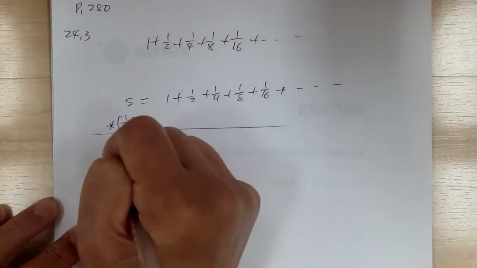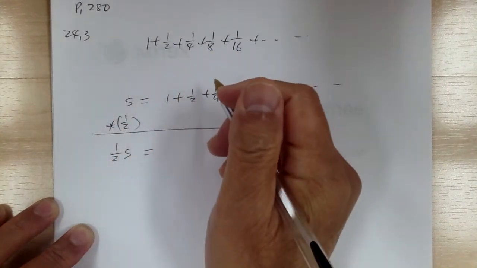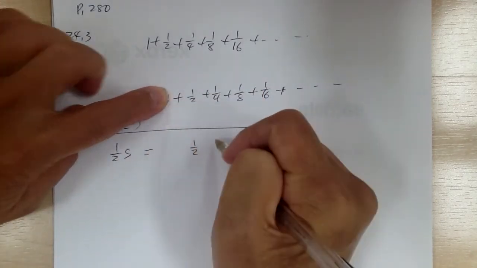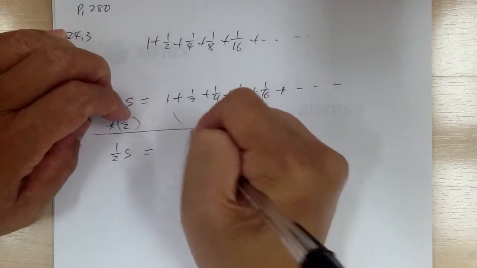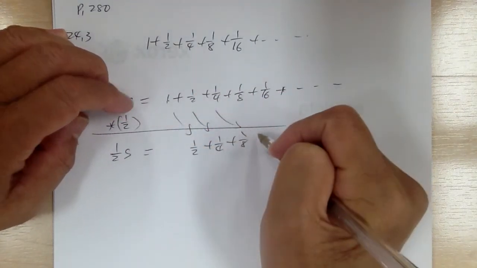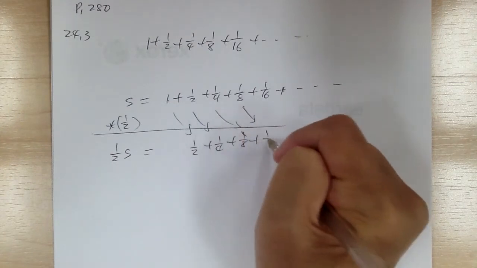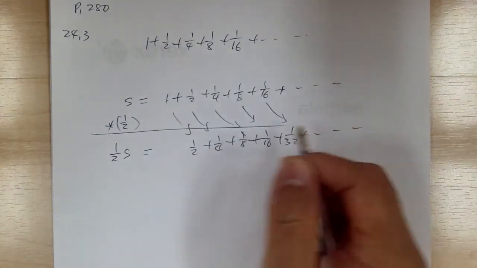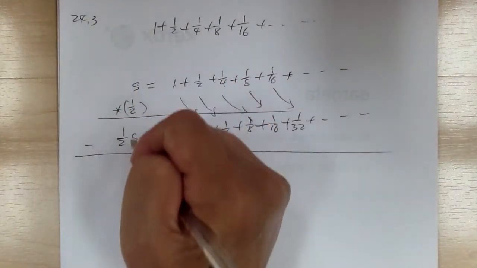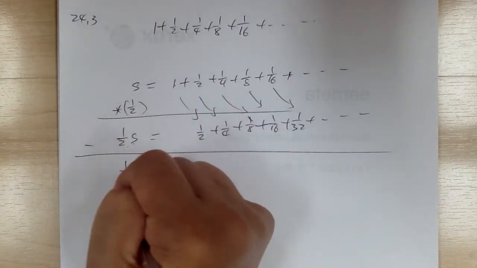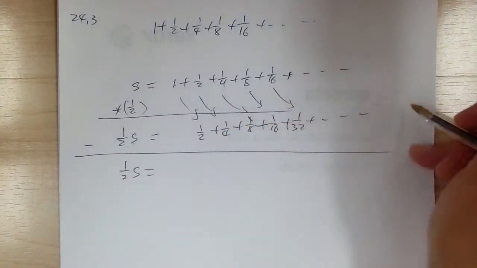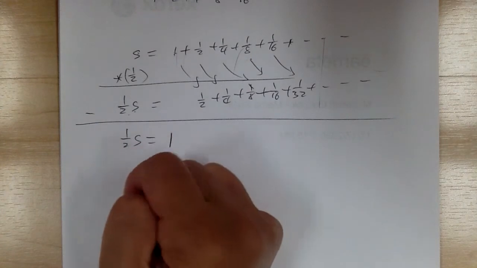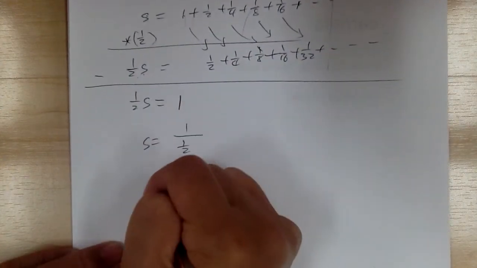So 1/2 S equals, again you want to shift. Multiply this by 1/2, you get 1/2. Multiply this, you get 1/4. And then you're going to subtract: use this minus this. So S minus 1/2 S will give you 1/2 S. And when you subtract, because it goes on forever, all the terms will cancel out except for this one. And then you divide. So S equals 1 divided by 1/2, so S equals 2.